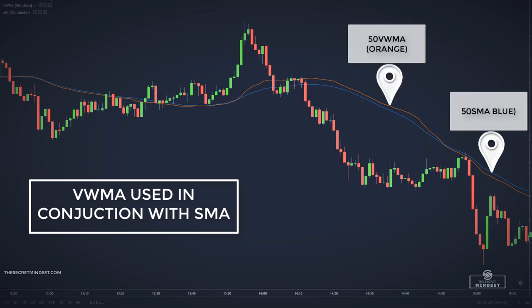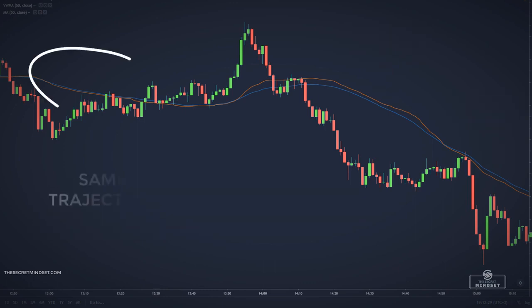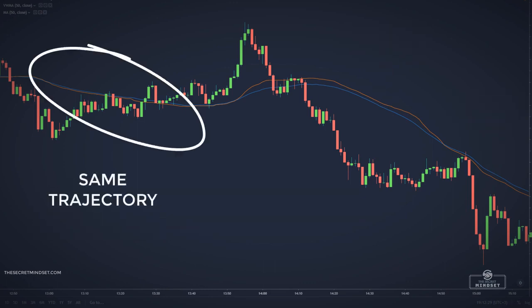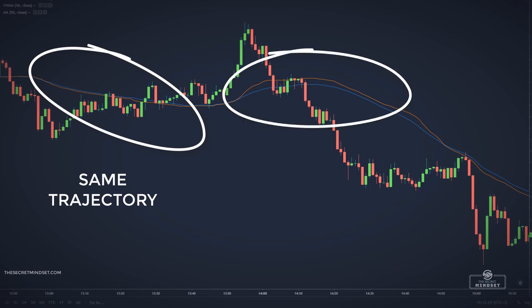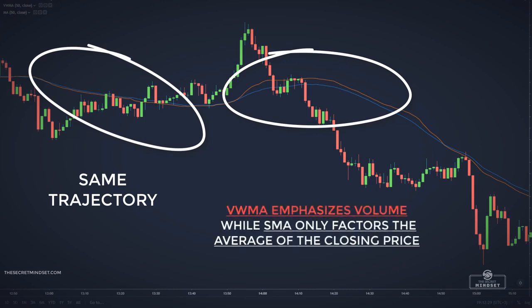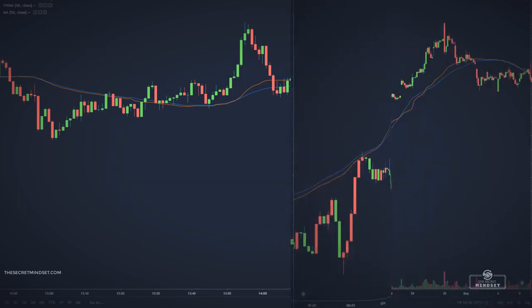At first glance, you will see that they pretty much follow the same trajectory. However, on further analysis, you will notice the averages don't mirror each other exactly. The reason for this, as I previously said, is because the volume-weighted MA emphasizes volume, while the simple moving average only factors the average of the closing price per period.